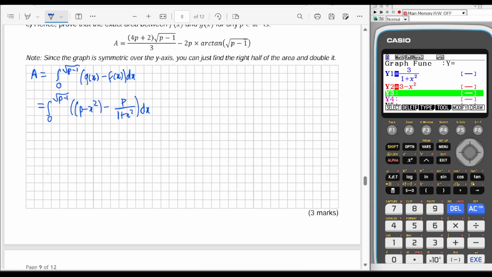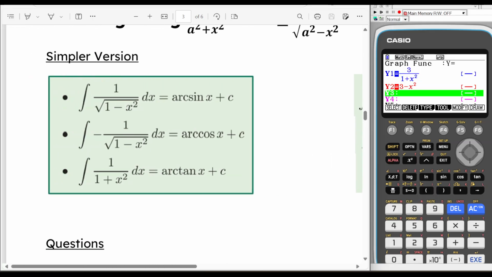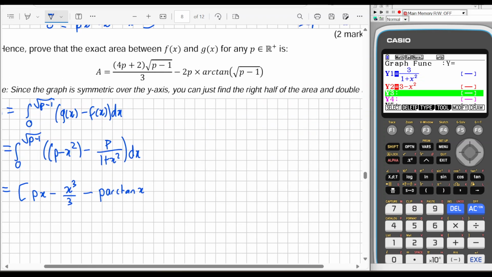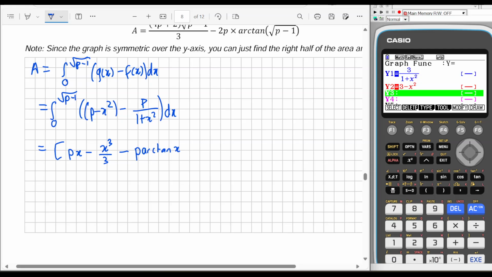Okay, when I do that, we can actually integrate each piece pretty easily. So the first one is px. The second one is x cubed over 3. The third bit, we don't have a nice formula, but it's actually the arctan one. 1 over 1 plus x squared gives you arctan. It's just we've got a p out the front. So p arctan of x. And you might be clued into the fact there's an arctan in the formula here. So we're going to close that bracket and integrate from 0 up to root of p take 1.